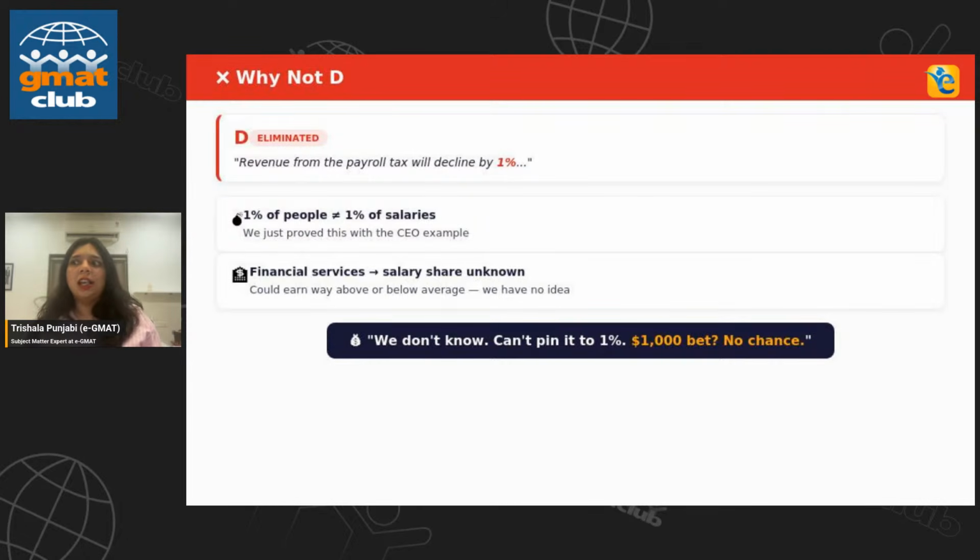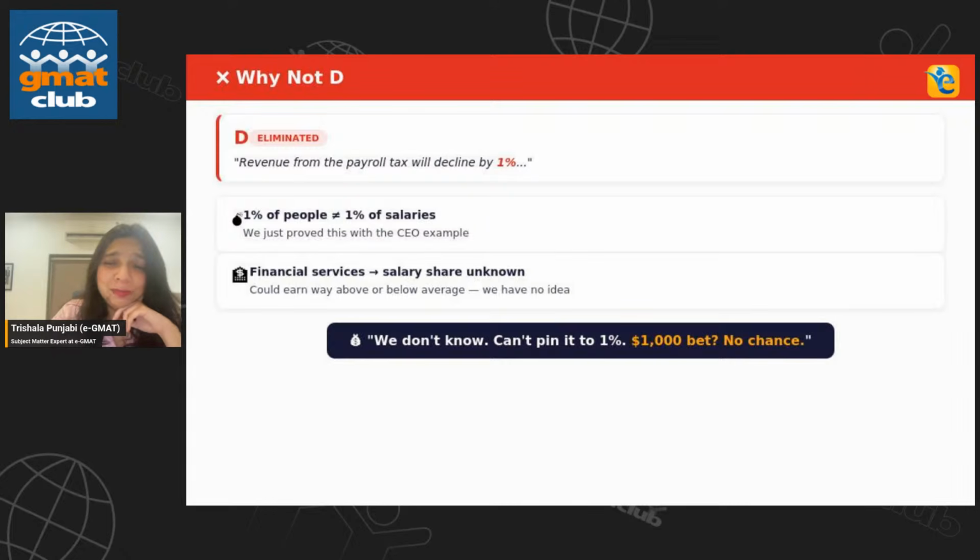So probably, the smartest finance heads were there who were paid tons and tons of money, and they all went out. Because of that, the amount of payroll reduced by like 50%, right? They were, let's say, the highest paid workers. So we don't know if it is actually declining by only 1% or not. Can we put a $1,000 bet on it? Absolutely not, right? Is this clear why it is not D from the CEO example?